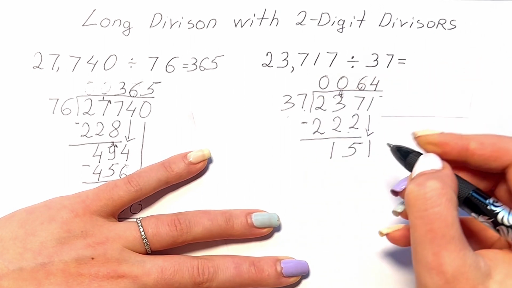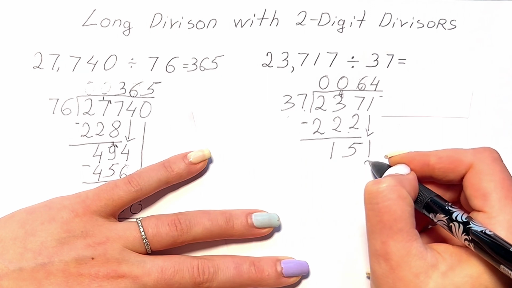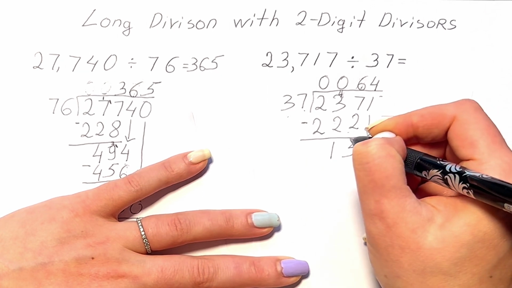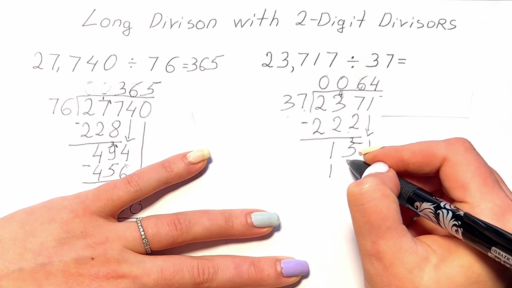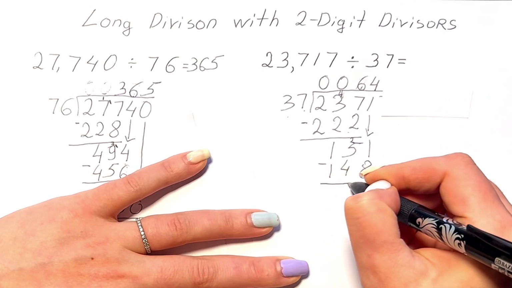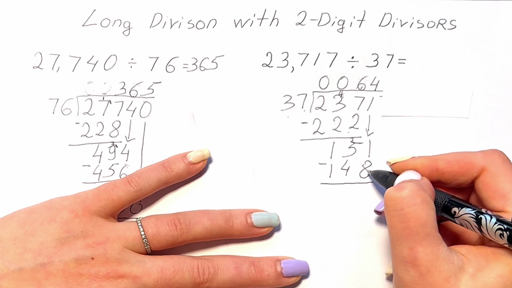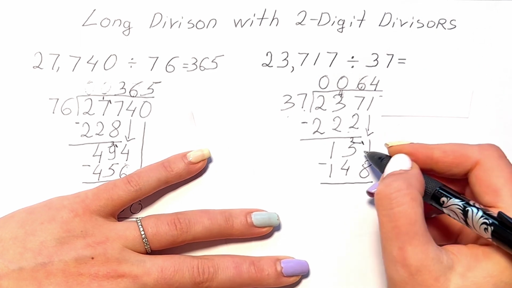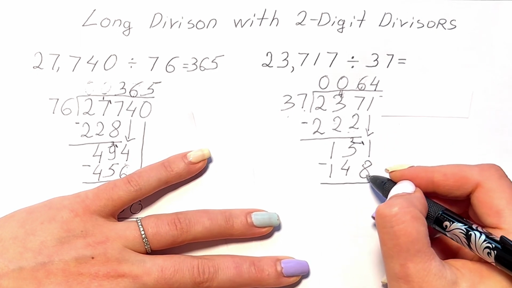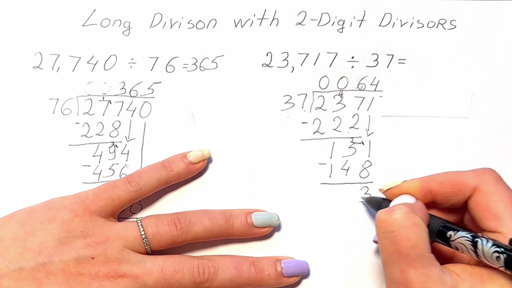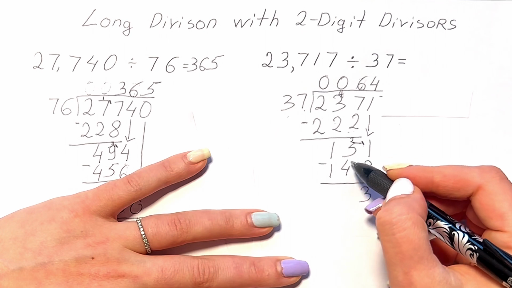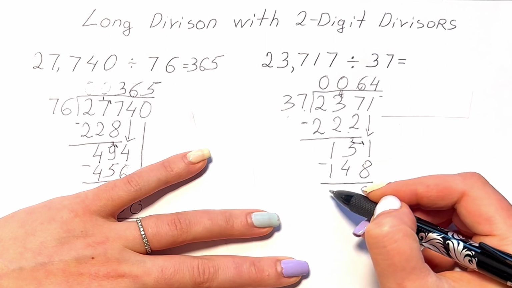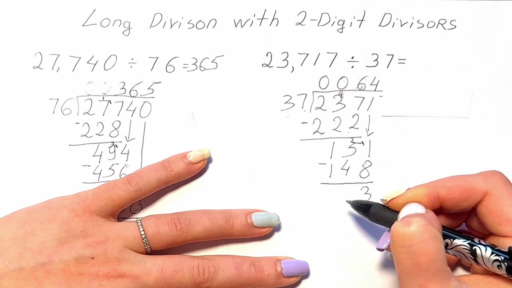4 times 7 is 28. I'm gonna put the 8 and carry 2. 4 times 3 is 12. 2 more will be 14. Let's subtract and get the remainder. 1 minus 8, I can't do that. I'm gonna borrow from the tens place. 11 minus 8 is 3. This is now 4 because there is a borrowing sign on the top. 4 minus 4 is 0. 1 minus 1 is 0.